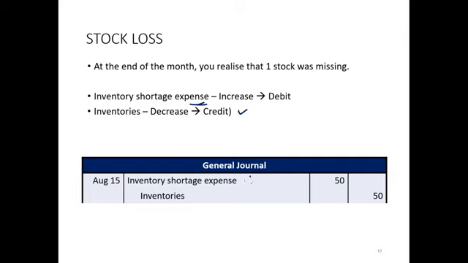So I'm going to debit inventory shortage expense. This will go to your income statement and reduce your profit, and I'm going to credit the inventory being reduced in your assets. Every time you lose inventory, or there is damaged inventory, you debit inventory shortage expense and credit your inventory balance, by 50 in this example.